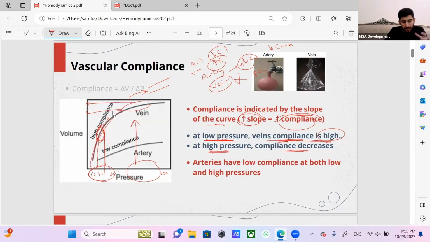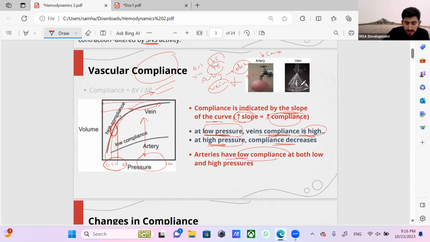And so its compliance is big. At some point, it will be full. It will be fully expanded. And so even if we put very high blood pressure, the compliance reaches its max. It's expanded maximum, and so it can't expand much anymore. And so that's why the compliance decreases. So for the last time, at low blood pressure, we have a high venous compliance. At high blood pressure, the compliance decreases because it reached its maximum expansion. And for arteries, it has low compliance all the time. Low blood pressure, very extreme high blood pressure, it's all the time low compliance.